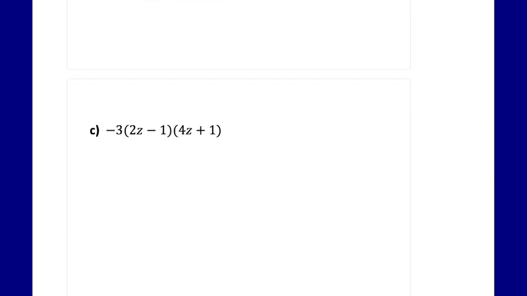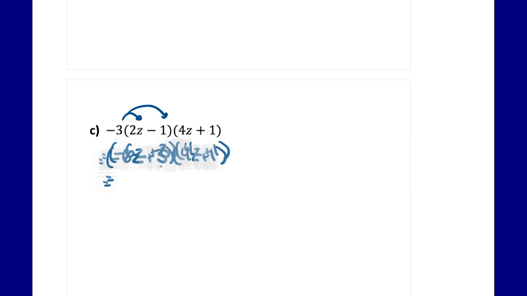C, a little bit more challenging, right? We have a number times a bracket times another bracket. Now, when we're multiplying, order doesn't matter. So there are different ways that you can go about multiplying this. I would suggest the easiest thing to do first is multiply the number into the bracket. So this gives me negative 6z plus 3. Negative 3 times 2z is negative 6z. Negative 3 times negative 1 is positive 3. That answer is now being multiplied to the next bracket.